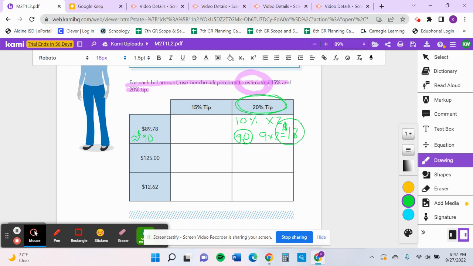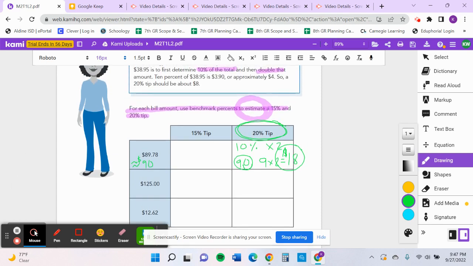Now to get the 15% tip, we can do the same thing. However, this time we're not doubling it. We need to add 10% of the bill plus an additional 5%, which of course we know would be half of that 10%. So 10% of this total bill gave us $9, plus half of that $9. What is half of 9? 4.5. Add that up, and I know that gives me $13.50 for a 15% tip.